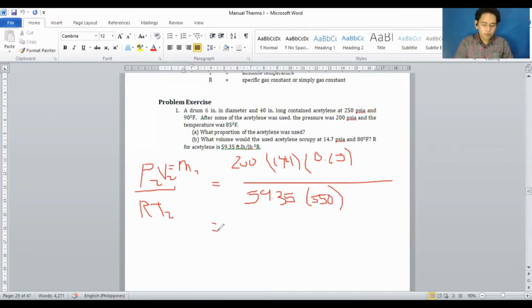So therefore, your mass 2 is 0.5774 pound. So all you have to do is to store it also on your calculator.